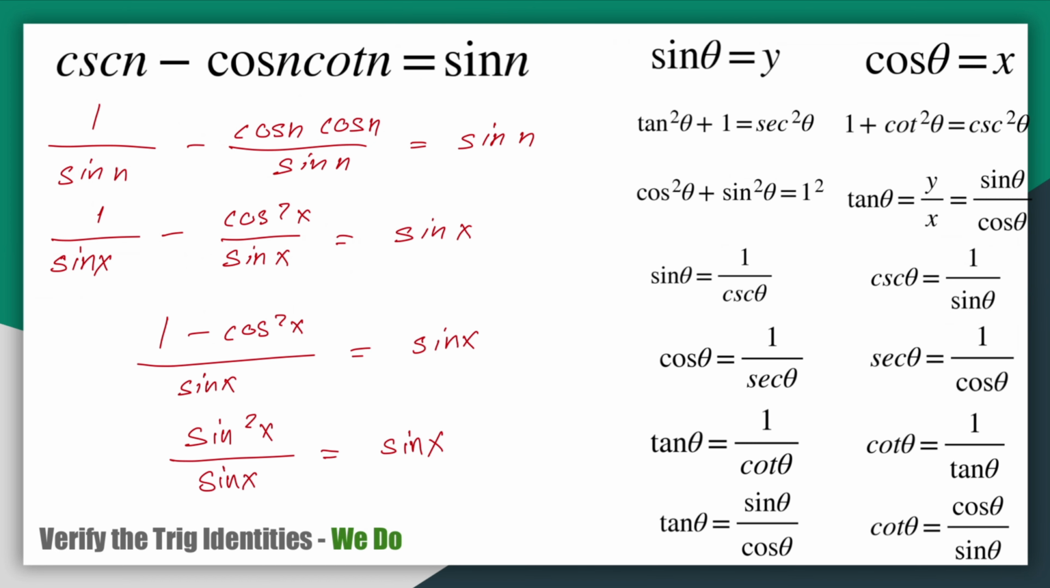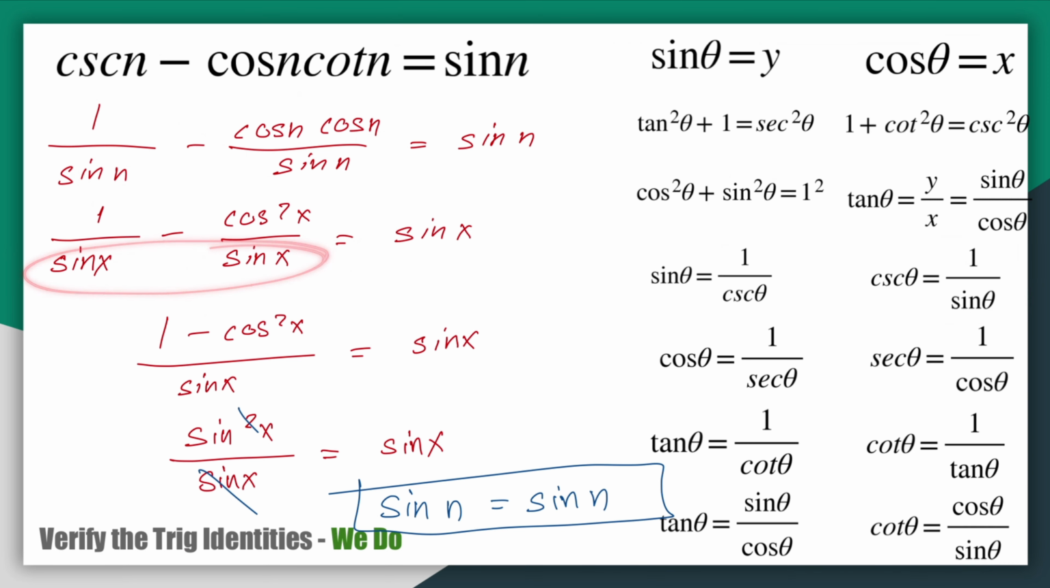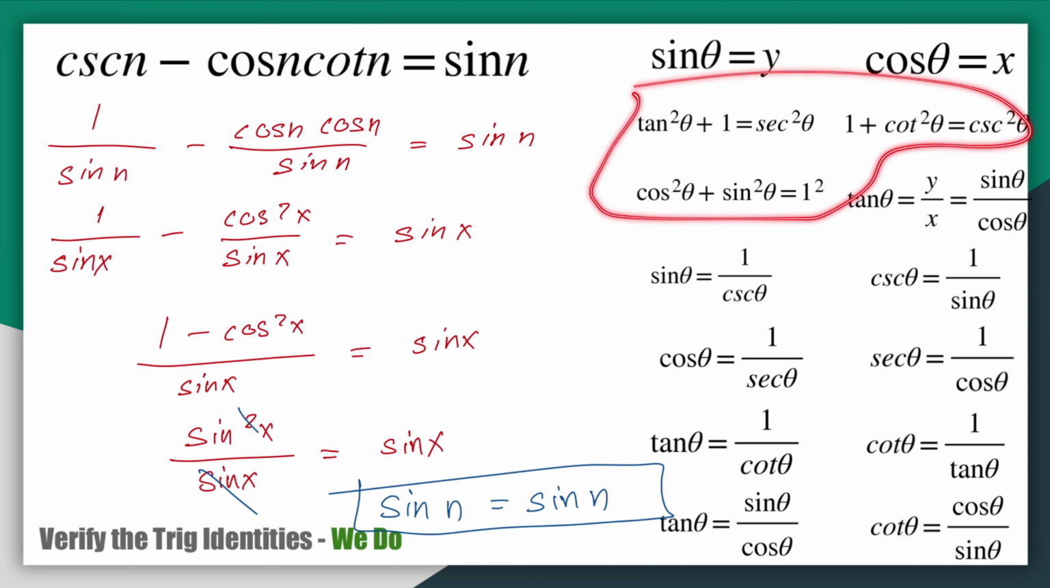So the square would cancel out with the bottom one. And I would just be left with sine, let's put it back in n, because that's what it was supposed to be, sine n equals sine n. And that's it. So again, notice that we're dealing with these denominators, bringing them together and simplifying from there. A lot of these problems have these Pythagorean identities. It's just what it's going to be.